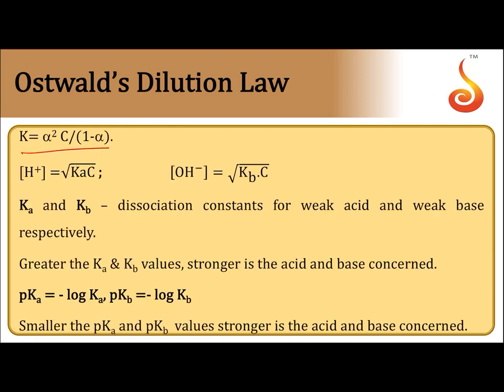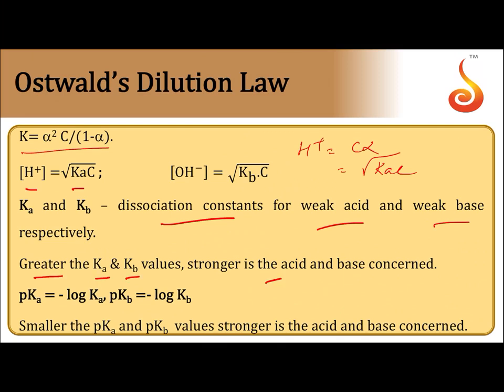By applying this law, the formula is alpha square C by 1 minus alpha. By applying Ostwald's dilution law for a weaker acid and weaker base, we are going to get the formulas: H plus is equal to root of KaC, that is H plus equal to C alpha, also equal to the square root of K into C. Similarly, for a weaker base, OH minus will be equal to C into alpha, or else root of Kb into C. Here Ka and Kb are the dissociation constants of the weaker acid and weaker base.